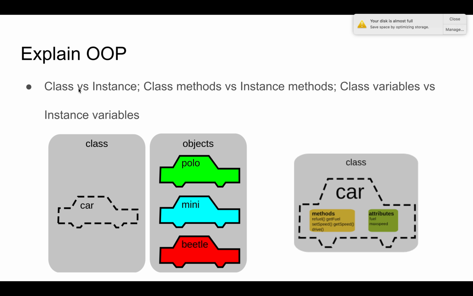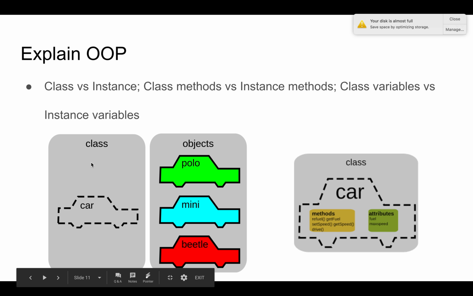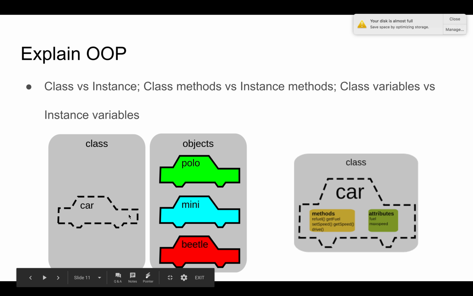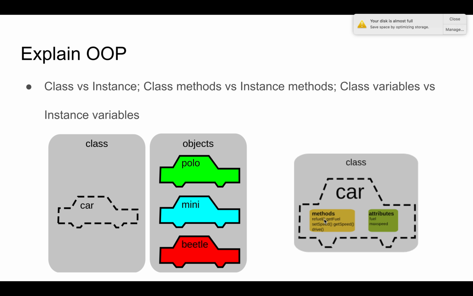You should also know the distinction between class versus instance, or what they call objects. Class methods versus instance methods, class variables versus instance variables. I think this diagram shows it very clearly. A class describes the skeleton, the blueprint of the object. But objects are the real instances, the real implementations. So you have Polo, Mini, and that's why you define the blueprint of some methods or attributes or variables as instance methods and instance variables.